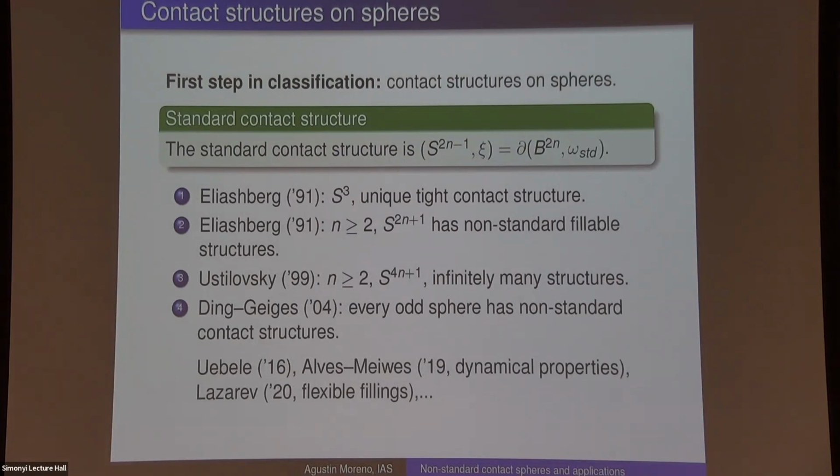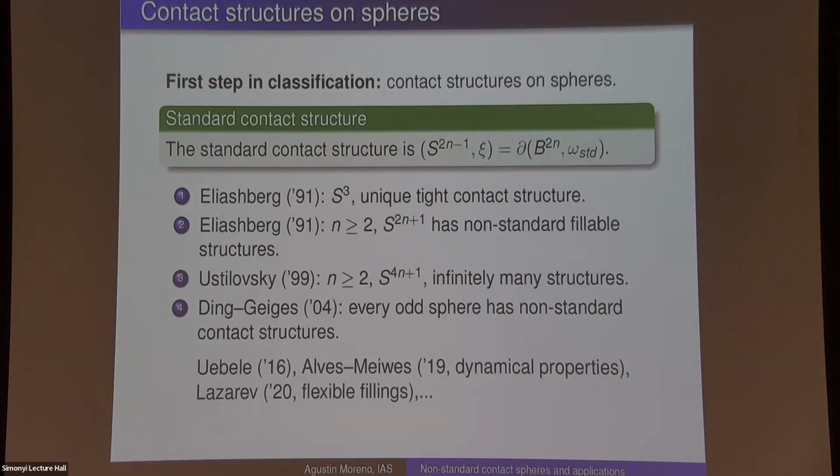But another thing that you could try to do, right? The first steps, in a classification type of approach of all tight contact manifolds, would be to try to simplify the underlying topology as much as possible. So in other words, you consider the case of a sphere in all dimensions. And then you try to classify contact structures there. Of course, the sphere comes with a standard contact structure given by the boundary of the standard symplectic ball. And the question is whether you can actually find others.